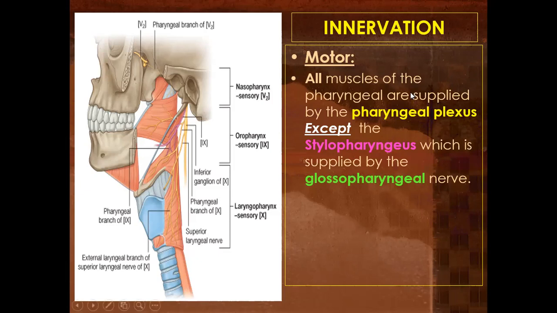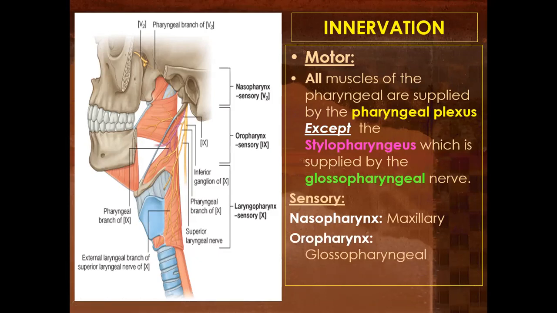Just like the soft palate, the motor supply to all the muscles of the pharynx is by the pharyngeal plexus, except the stylopharyngeus, which is coming from the styloid process. It is supplied by the glossopharyngeal nerve. Coming to the sensory nerve supply, there are 3 different areas supplied by 3 different nerves. The nasopharynx is supplied by the maxillary nerve, a branch of the trigeminal nerve. Then the oropharynx is supplied by the glossopharyngeal nerve. Then the laryngopharynx is supplied by the vagus nerve.